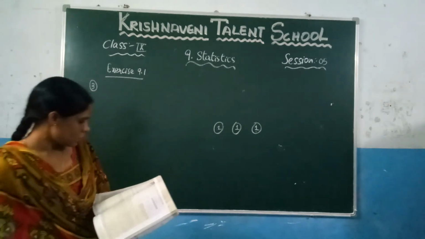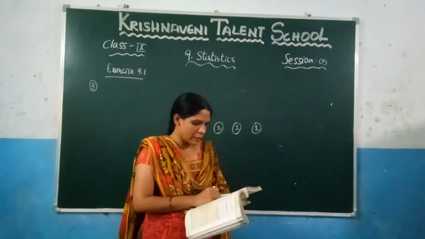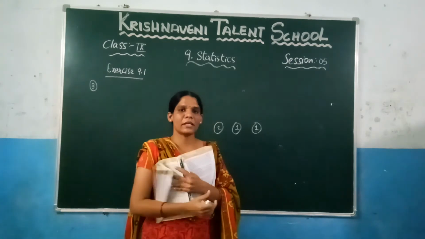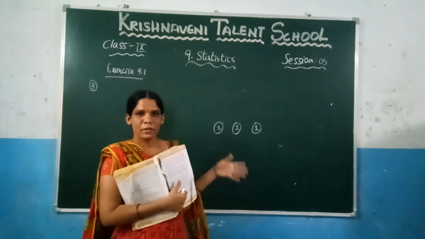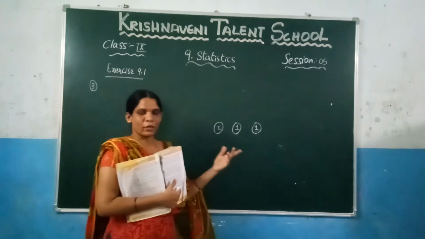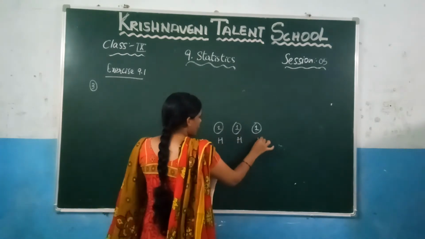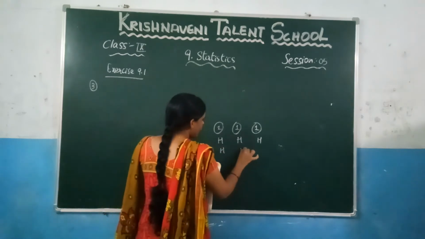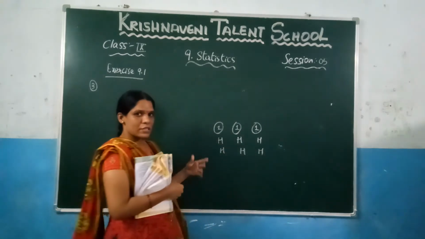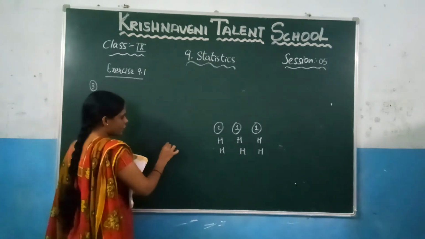If three coins were tossed simultaneously, each time the number of heads is counted. So here they are counting only the number of heads, not the number of tails. Suppose I toss these three coins once and got head, head, head. Again I tossed the coin and again got head, head, head. So in the question, how many times did we get heads? Three times, right? So you can write 3 here.